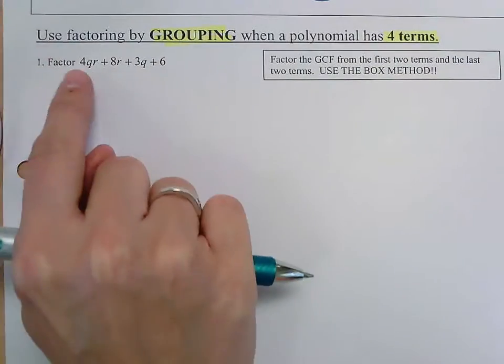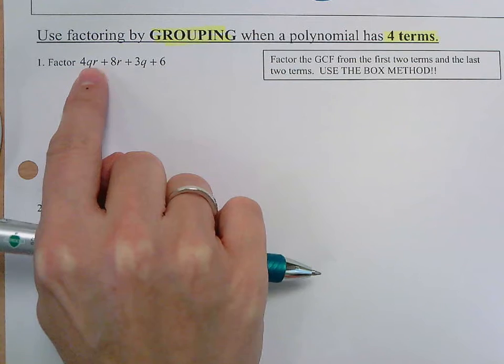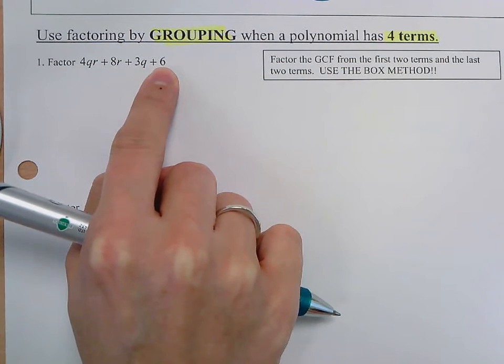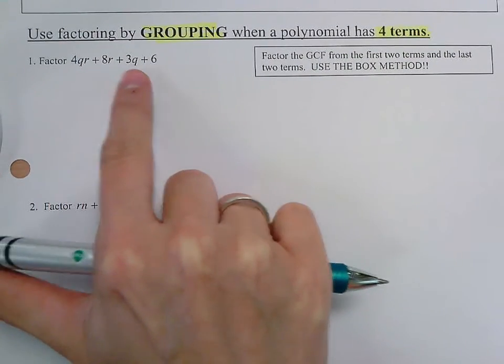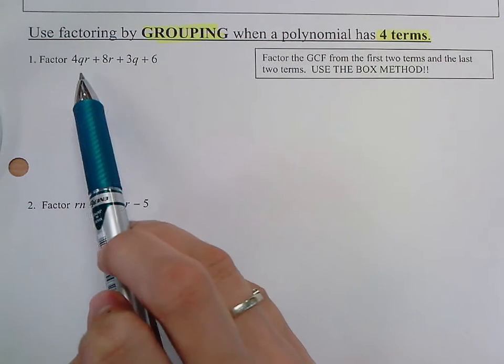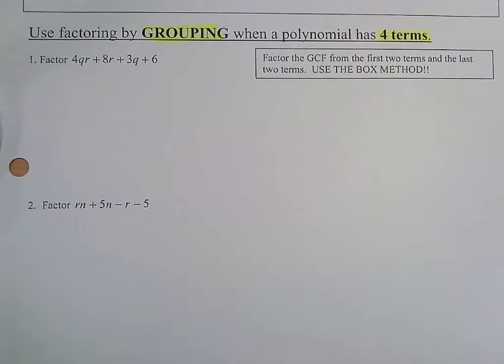So what we want to do, we're factoring 4QR plus 8R plus 3Q plus 6. And you can see we have 4 terms. So we're going to factor by grouping. You should, though, always check, like we did yesterday with factoring, always check first to see if all of your terms have a common factor.